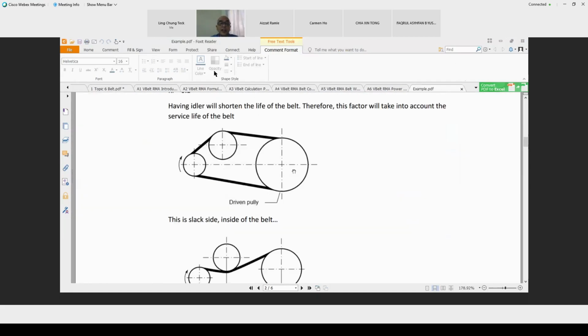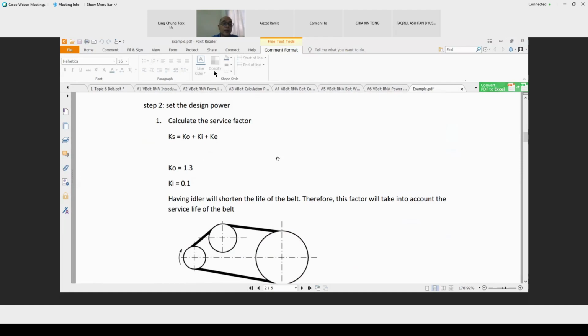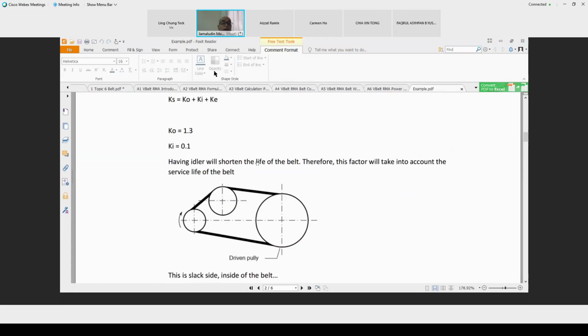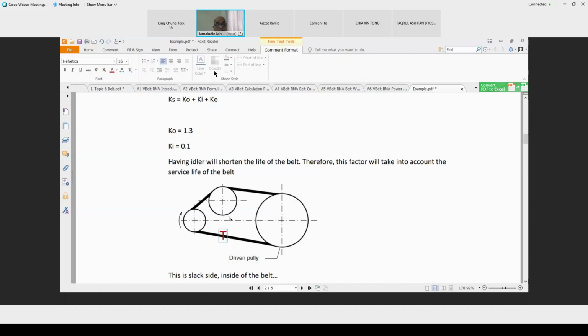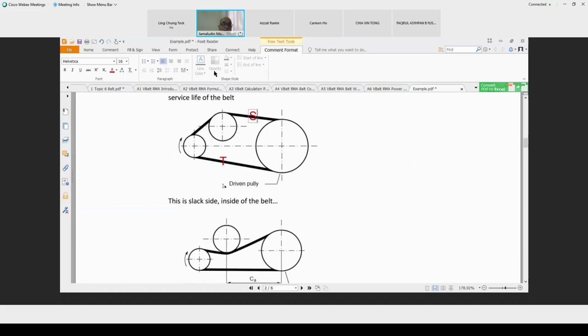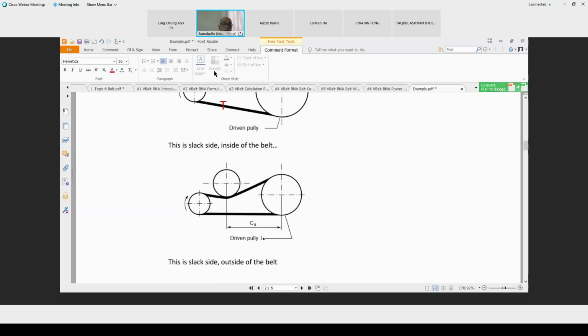Okay, let's go to our example. This is for the service factor, for the position of the idler. All right, I showed you the one before this. Remember, this one is going to be your tight side, this your slack side, and this your tight side. This one is tight, this is going to be your slack. Okay, if this position is inside, that will be 0.1. Outside is going to be 0.0.